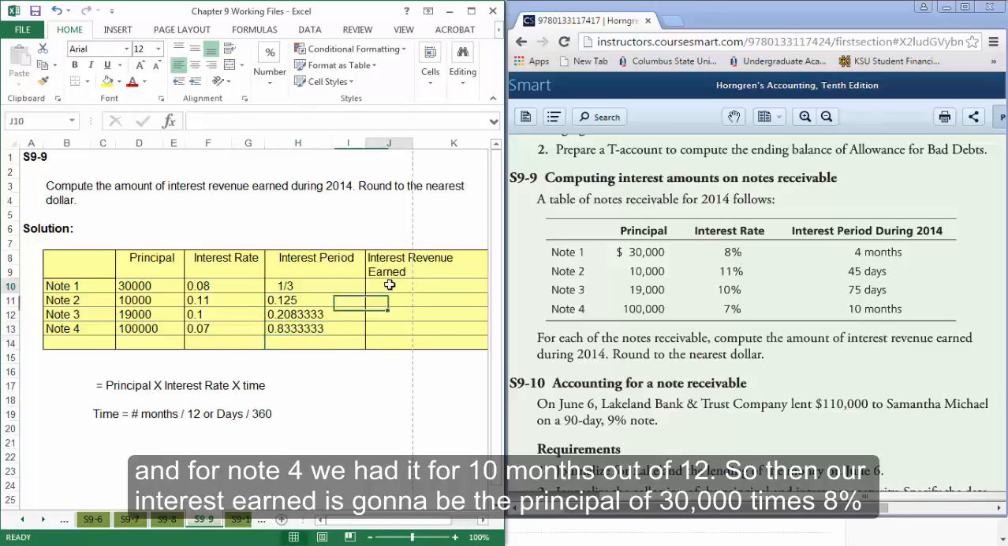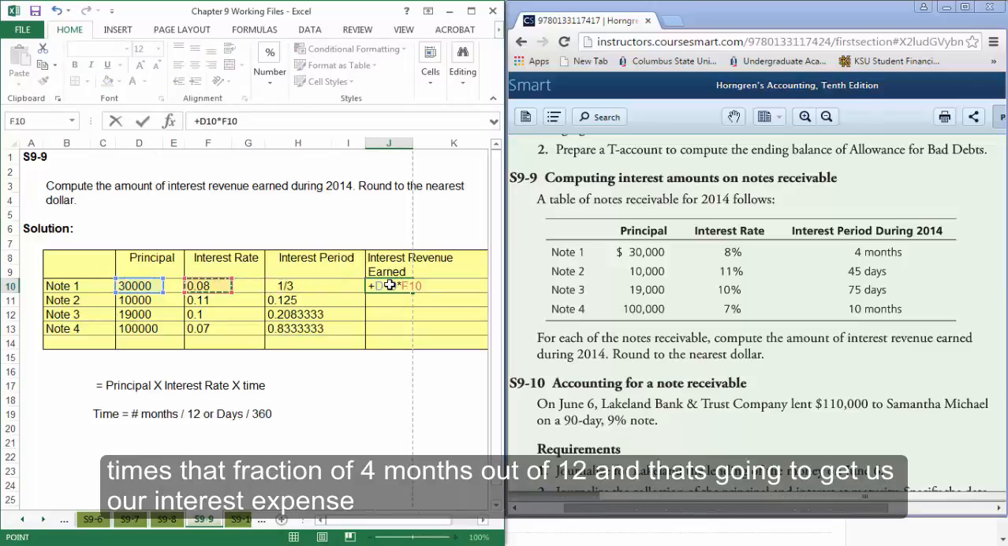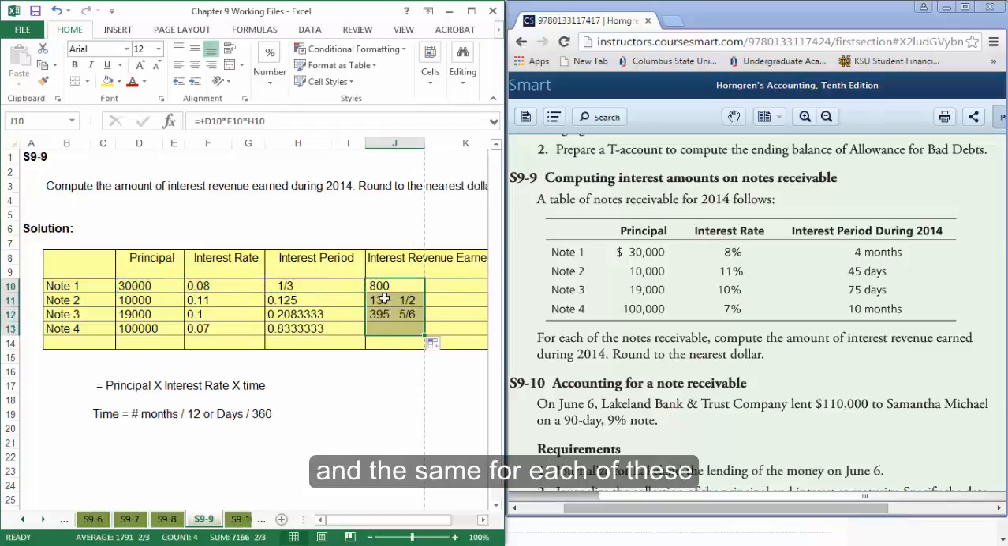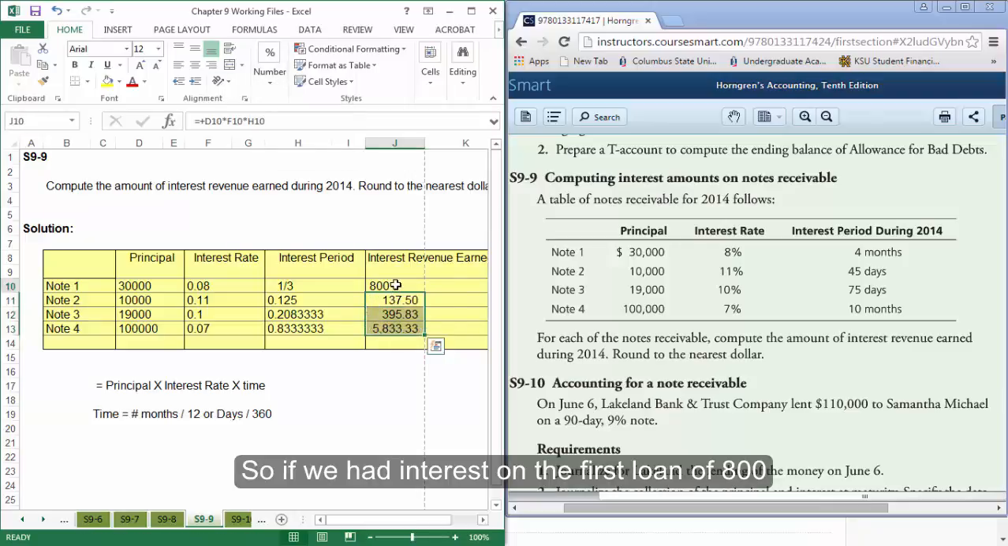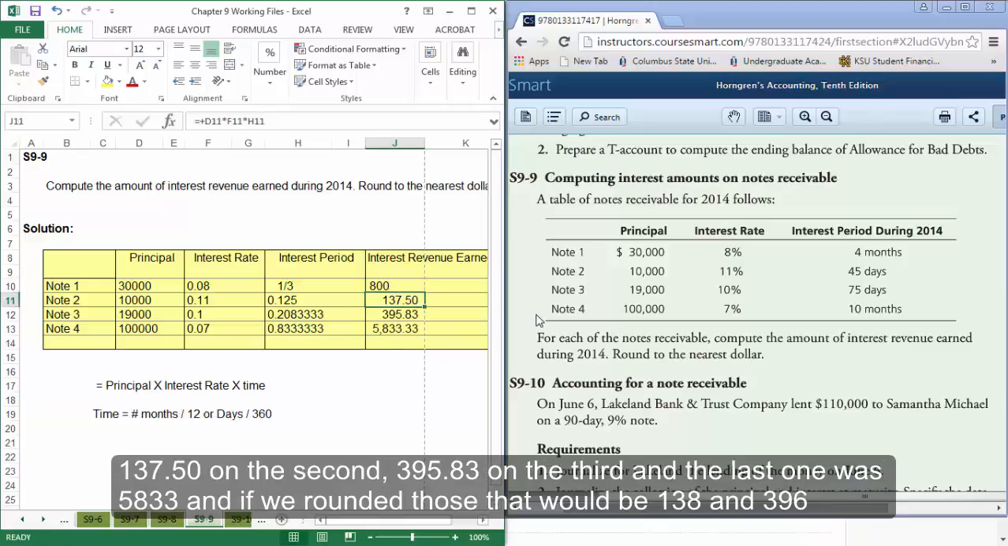So then our interest earned is going to be the principal of $30,000 times 8% times that fraction of 4 months out of 12, and that's going to get us our interest revenue. And the same for each of these. So we had interest on the first loan of $800, $137.50 on the second, $395.83 on the third, and the last one was $58.33.